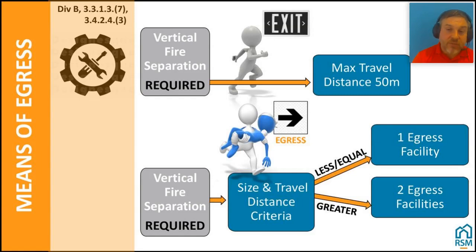It also has specific egress requirements in 3.3.1.3 sentence 7 that says if you need the vertical fire separation, which we've determined based on the size and travel distance criteria, you're either going to need 1 egress facility or 2. So these service space mezzanines do have a very specific set of criteria based on that.